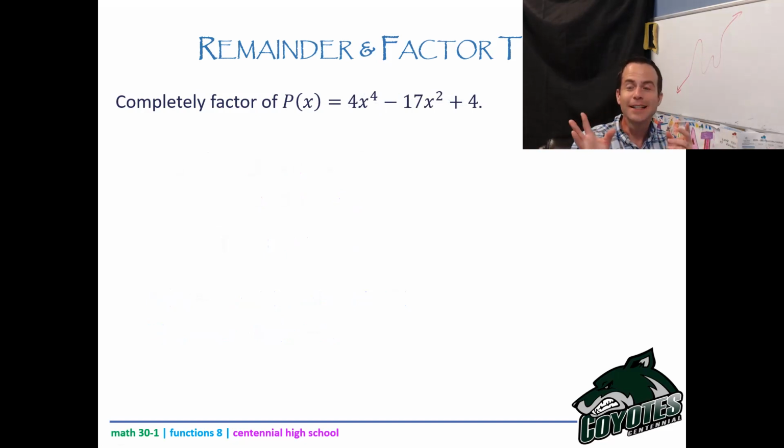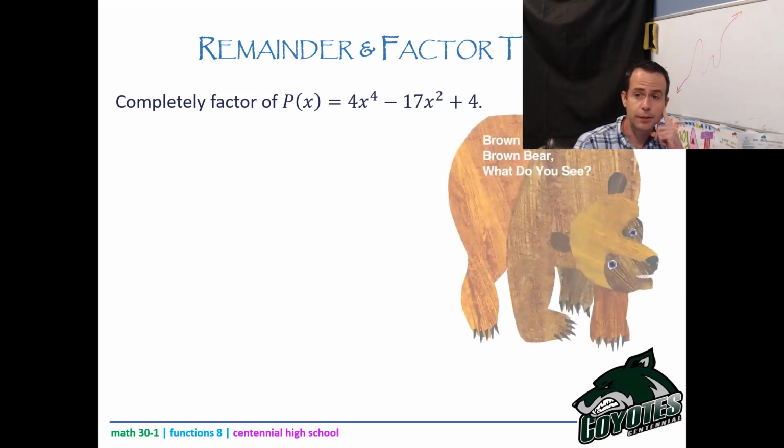Okay, so this one's a degree 4. So in theory, you'd have to find a factor, divide it out, and that would drop you to degree 3. Then you'd have to find another factor, divide it out, and that would drop you to degree 2. Then you can go back to all the rules you learned about factoring degree 2s. But you don't have to do that here, because this is special.